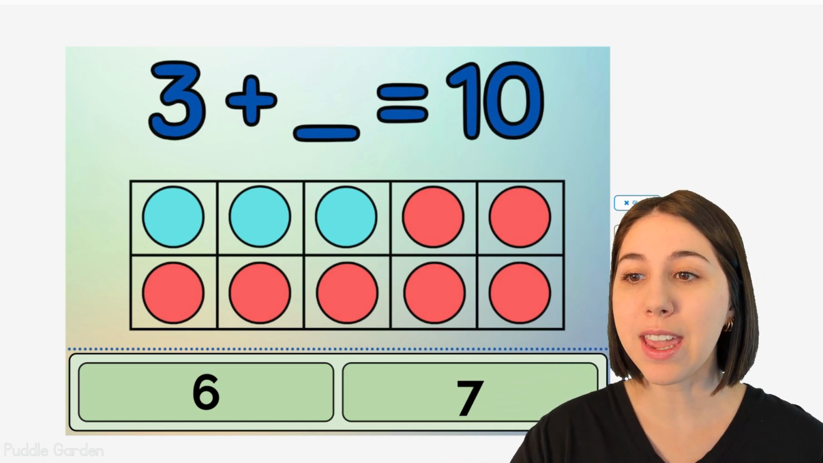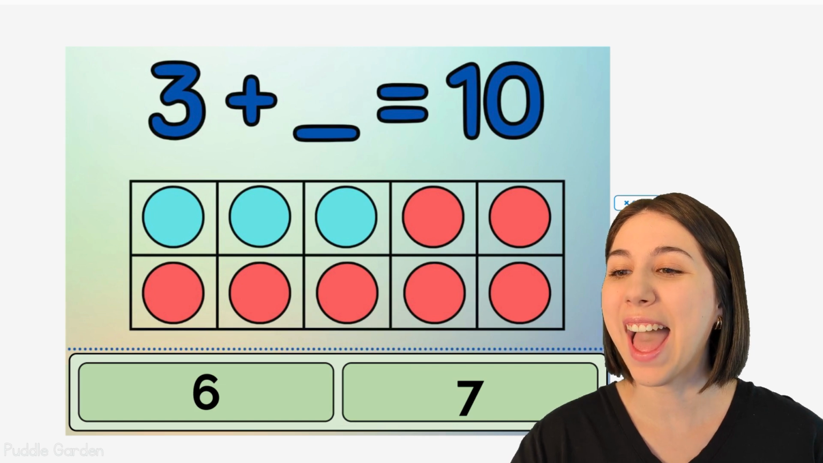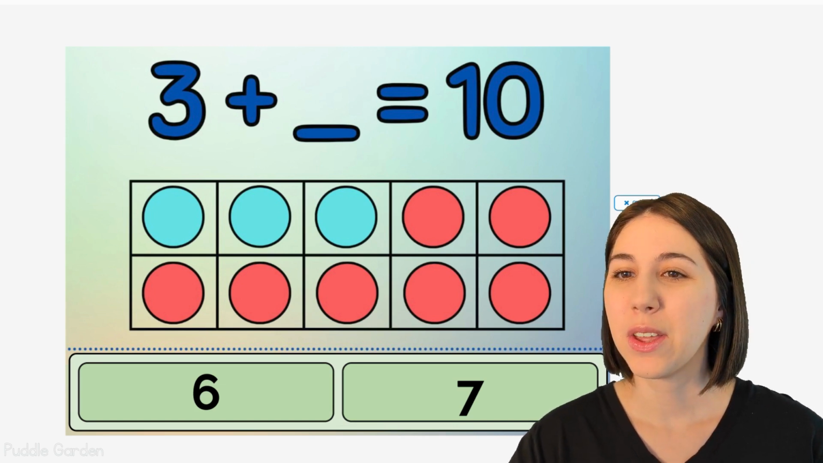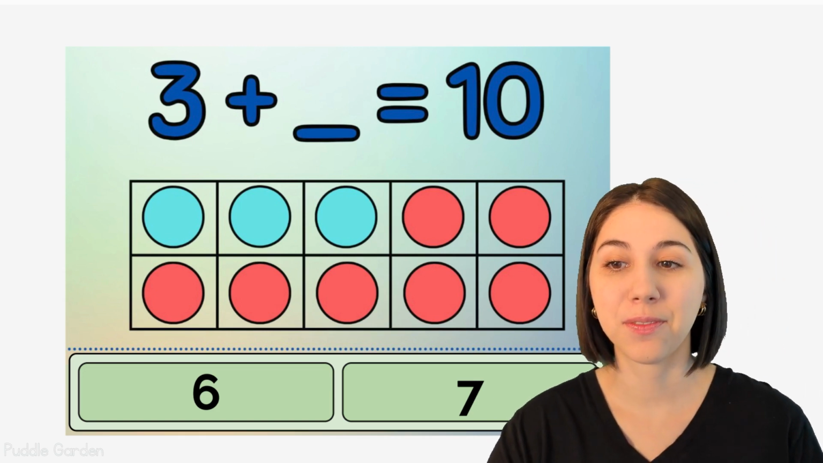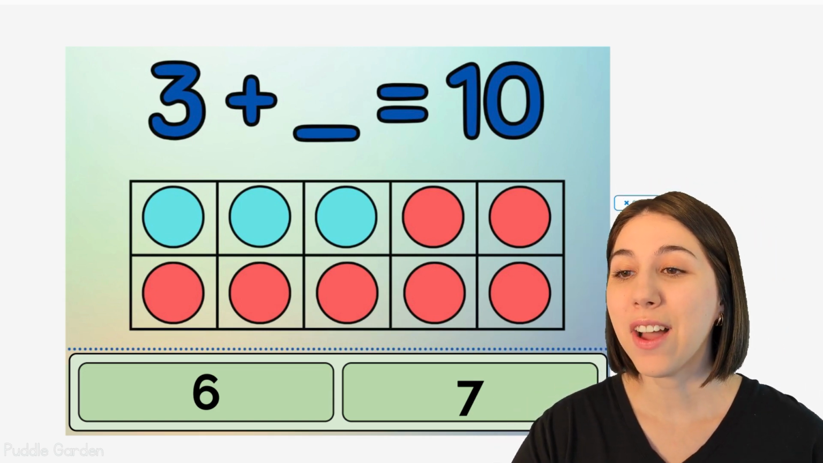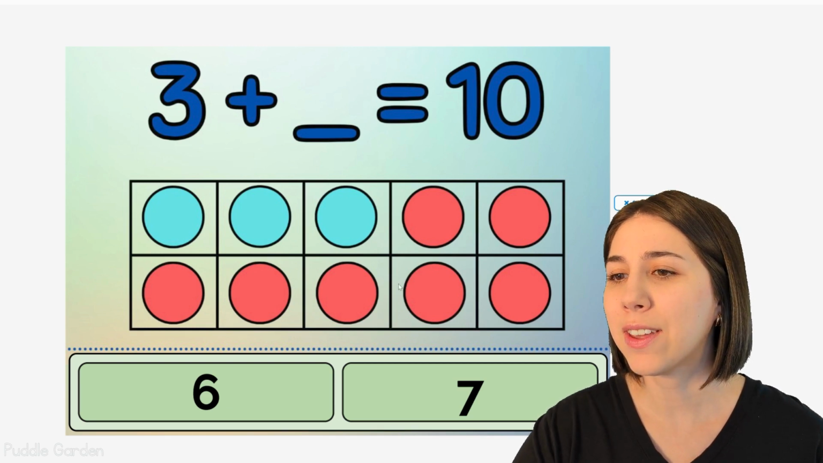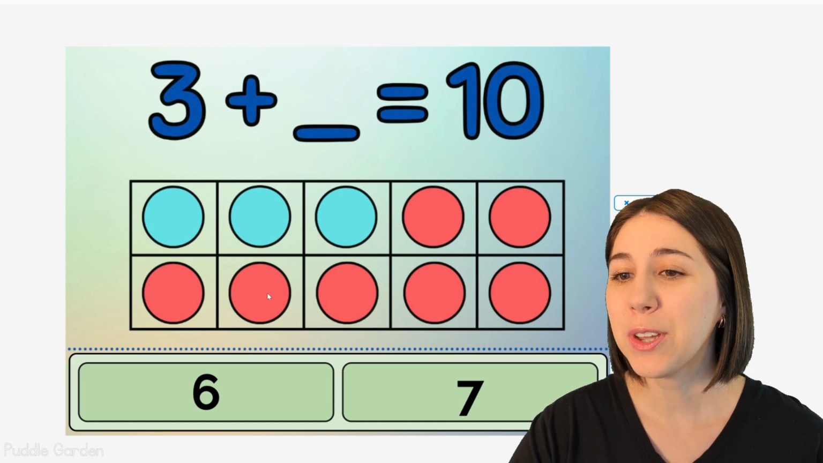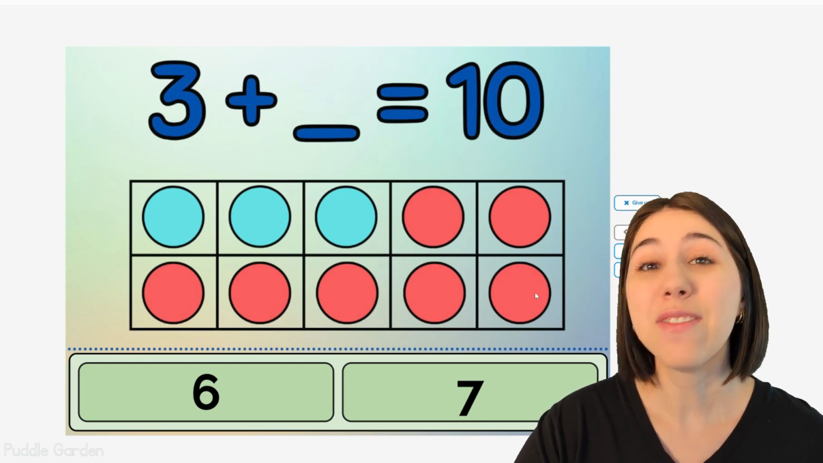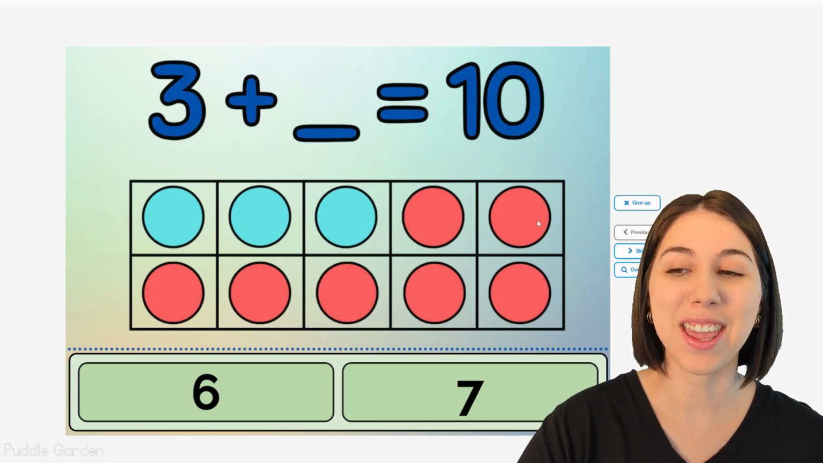So we have 3, and we want to add how many red dots? How many red dots do we want to add? We have 3, and we need to add a certain number to get to 10. We have our tens frame. So we know that we have 5 here on the bottom. We know that there's 5 because we have 1, 2, 3, 4, 5, and it's half of a tens frame. And we know that 5 plus 5 more equals 10.